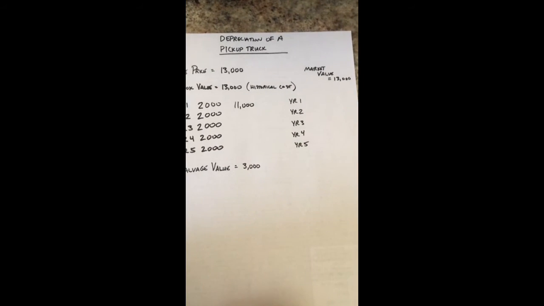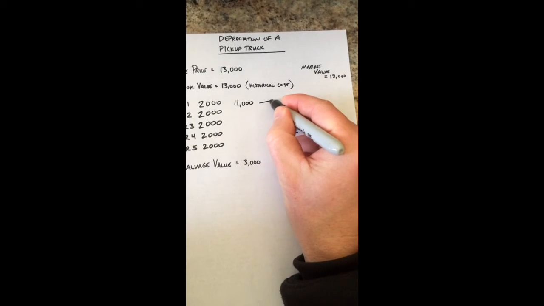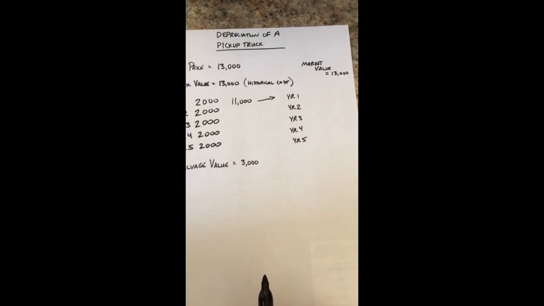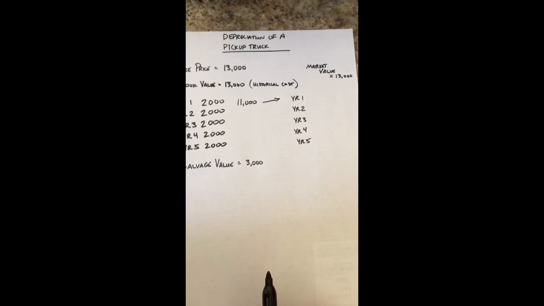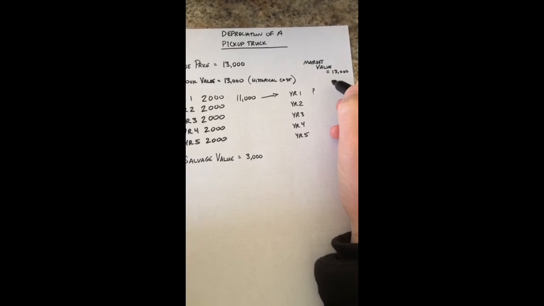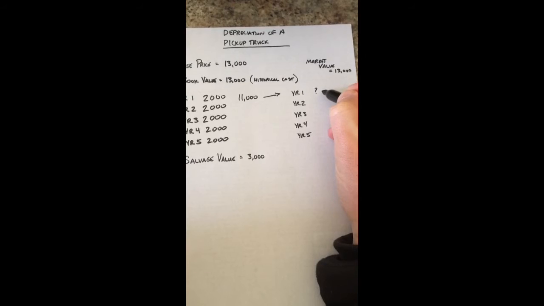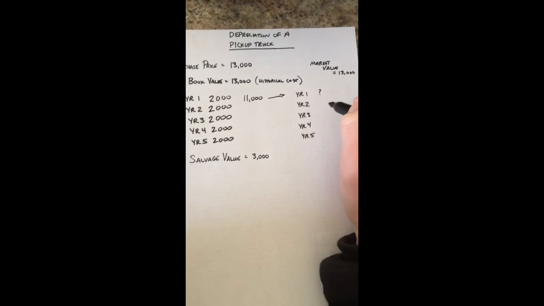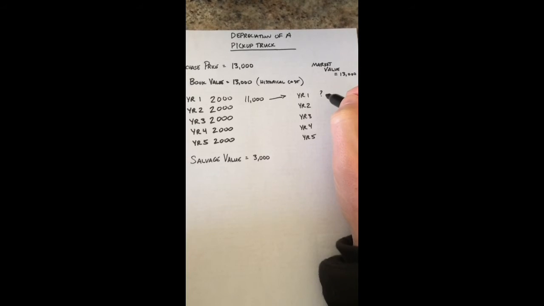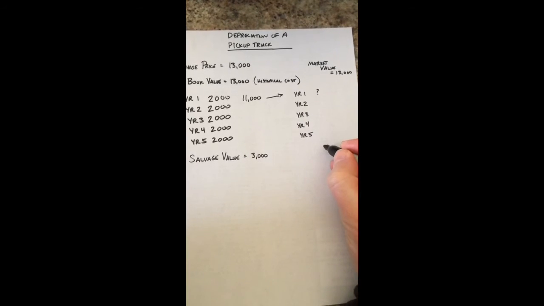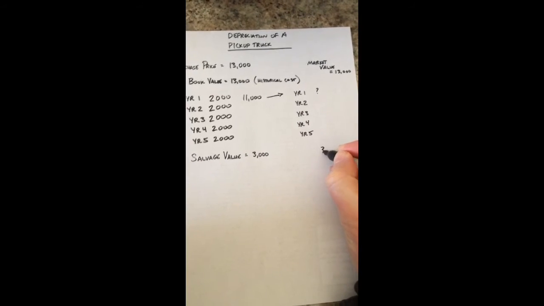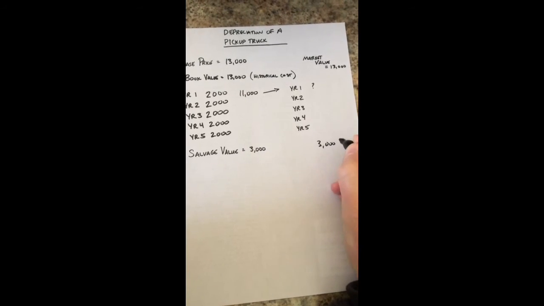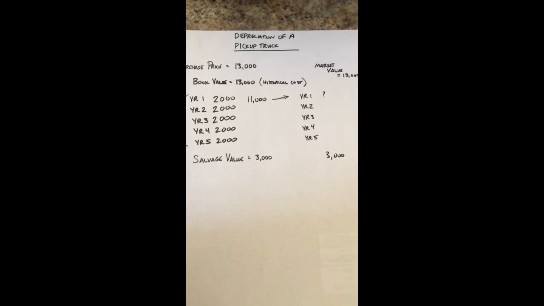So what I wanted to show you is how does that compare to the market value 1 year later? Well, we don't really know what the market value is. The market value may be 11,000. It may be 12. It may be 10. And we're not terribly concerned about that because what we're estimating is that at the end of the 5 years, the market value is going to be around $3,000.